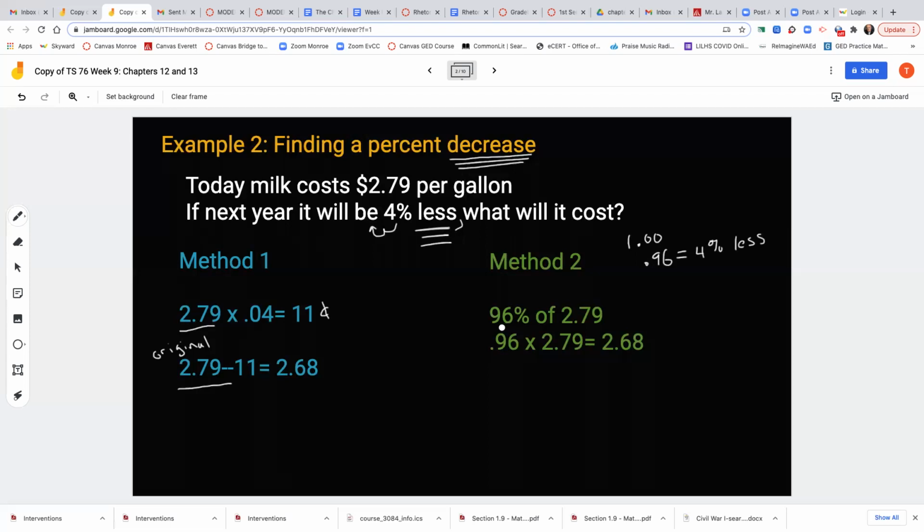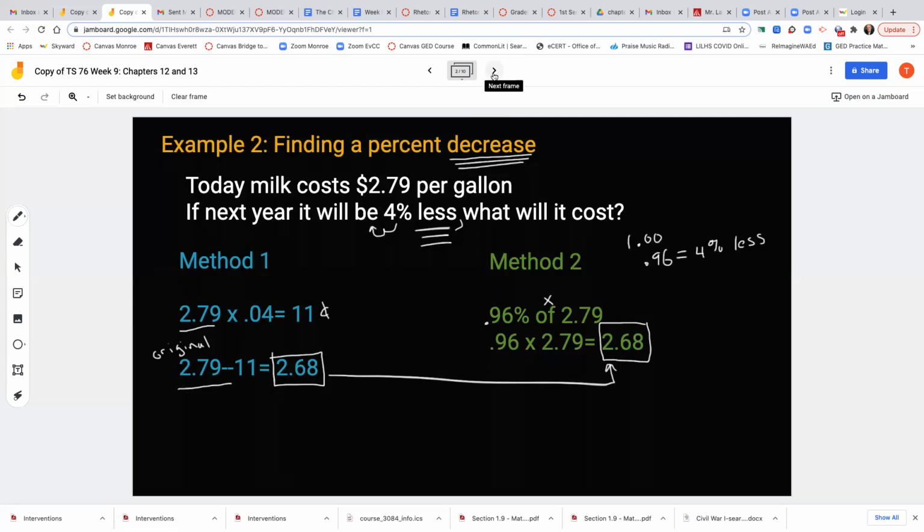So if I take my 96%, which would be 0.96 as a decimal, "of" is times, okay, 0.96 times my amount, 2.79, you'll notice I'm getting $2.68 is how much it cost. And in both cases, I got the right answer. So use whichever method is best for you. But just make sure you turn that percentage into a decimal correctly.